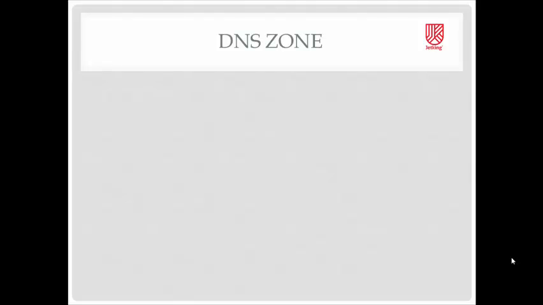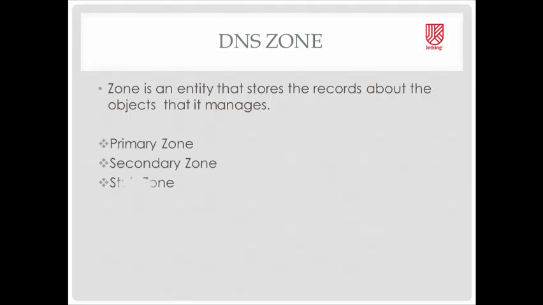Okay guys, in this video I'm going to explore some of the DNS terms and concepts. While working with the DNS, the most fundamental concept that you come across is zone. A zone is an entity that stores the records about the objects that it manages. The DNS server supports the following three types of zones, namely primary zone, secondary zone and the stub zone.